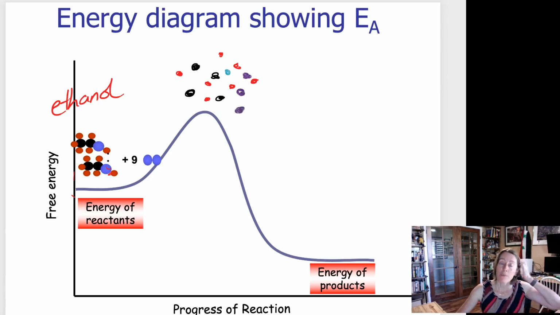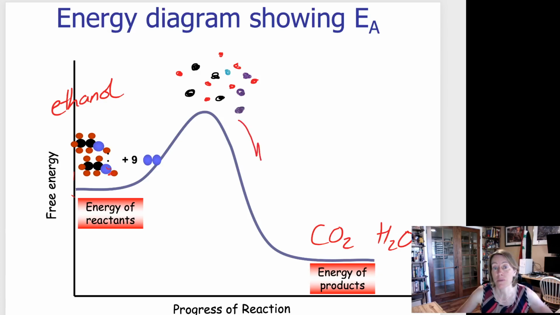Now, these atoms can then reassemble themselves as CO2 and H2O molecules. So they could fall down the hill this way and reassemble themselves as CO2 and H2O, or they could fall down the hill this way and reassemble themselves as ethanol and oxygen.